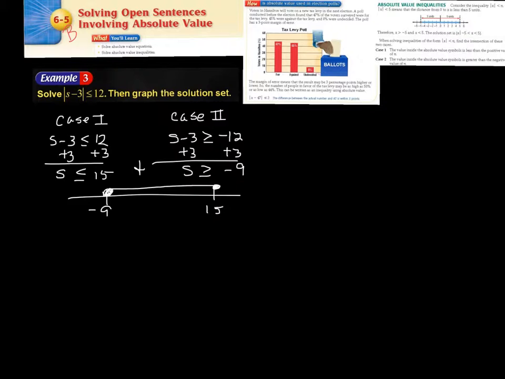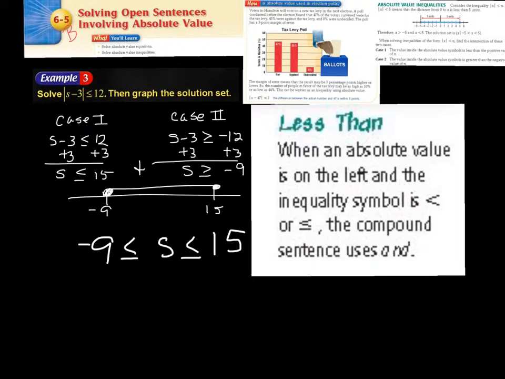So we could write that s is between −9 and 15, but it's not literally between because we have that "or equal to" bit, and the boundaries are included. Here's a little tip from your book that we just talked about. When absolute value is on the left and the inequality symbol is less than or equal to, the compound sentence uses "and." Just looked at less than, so now we need to look at greater than.